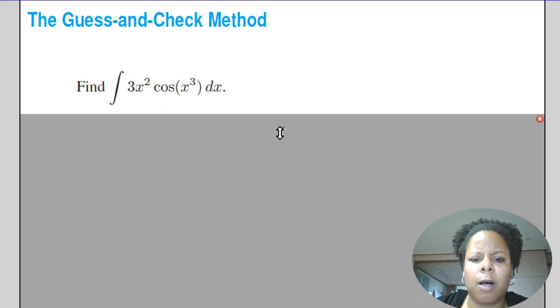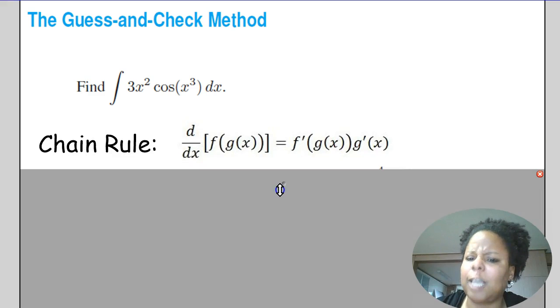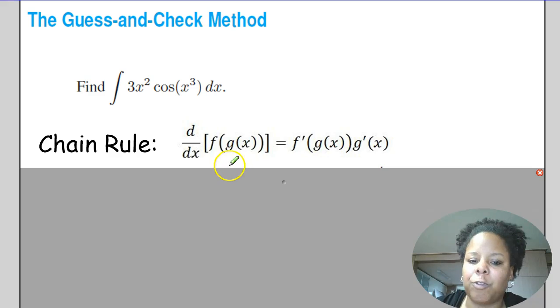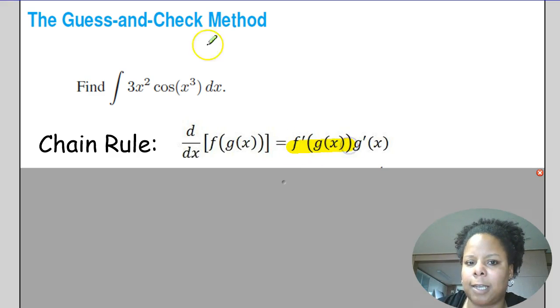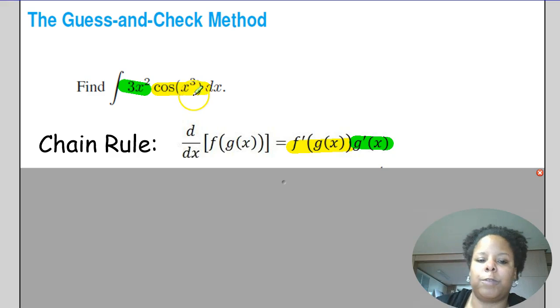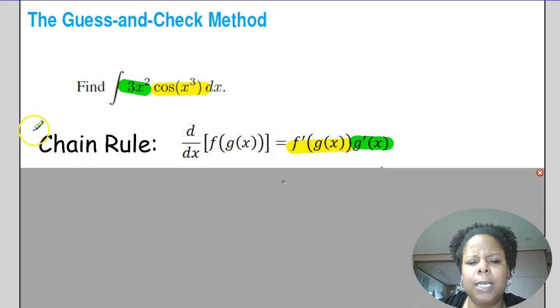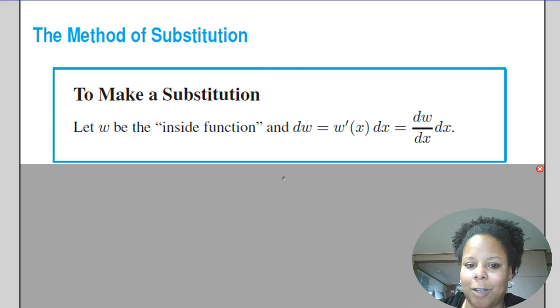And this may have you remember the chain rule, which looks something like that. The derivative of the composition of two functions is equal to the derivative of the outside function with respect to the inside function times the derivative of the inside function with respect to x. So in this case, cosine is the derivative of the outside function, and 3x squared is the derivative of the inside function x cubed with respect to x. So this starts with the chain rule, which is what the substitution method is all about.